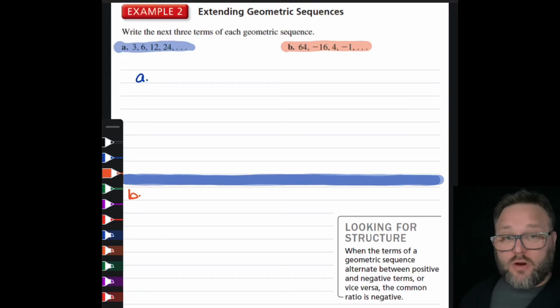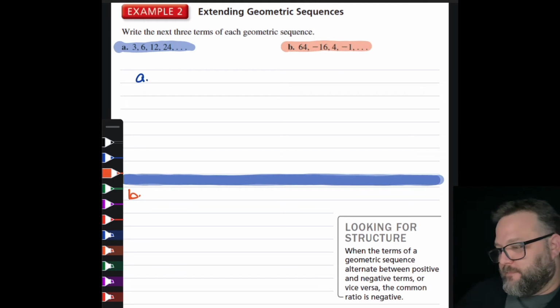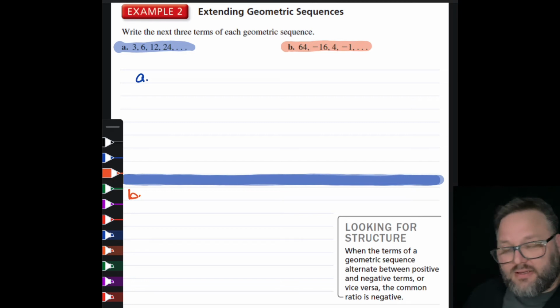All right, folks, we're moving on to example 2 here in 6.7. Still talking about sequences, and hopefully we've caught on to something that's been brought to our attention before. We're going to be talking about it in B here, but I want to go ahead and bring it up. Anytime you're switching from a positive to a negative in consecutive terms, that means you're going to have to use multiplication of a negative number.